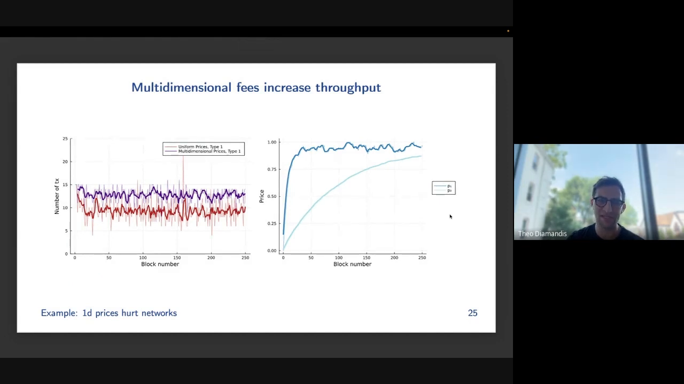This is a steady-state type distribution where you have one transaction that's being submitted, and we can see that having these multi-dimensional prices, so in this case a two-dimensional price instead of a one-dimensional price, does increase throughput.